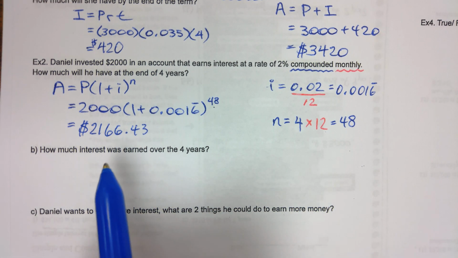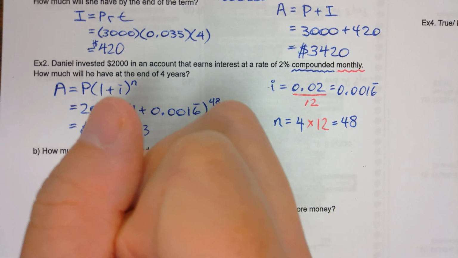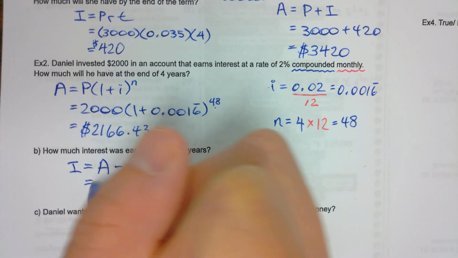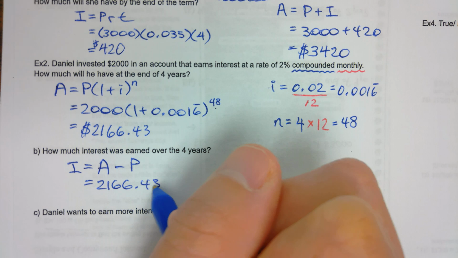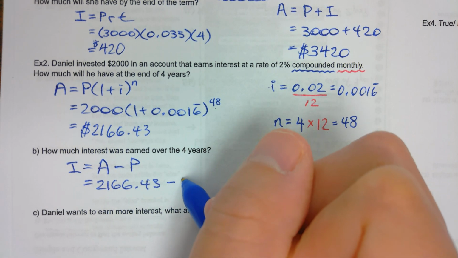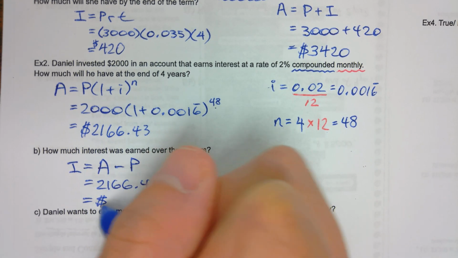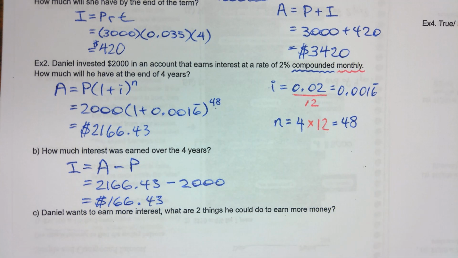Zoe, how much interest did I earn? 0.43. How much of that was my own money? 2,000 was mine to begin with. Yeah, so that means I earned $166.43. Do you guys think that's a lot or a little?